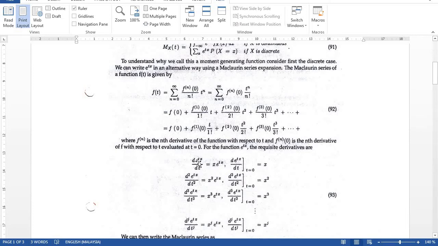And then the first derivative of the function as here gives us x, then the second derivative, third, until z. If we solve it, the first, second, third derivatives and so on will give us x squared, x power 3, until x power z.